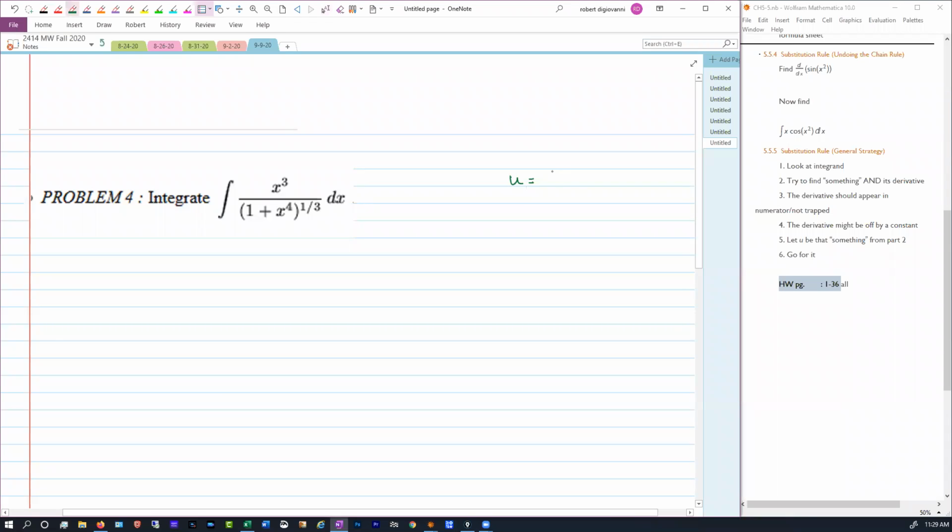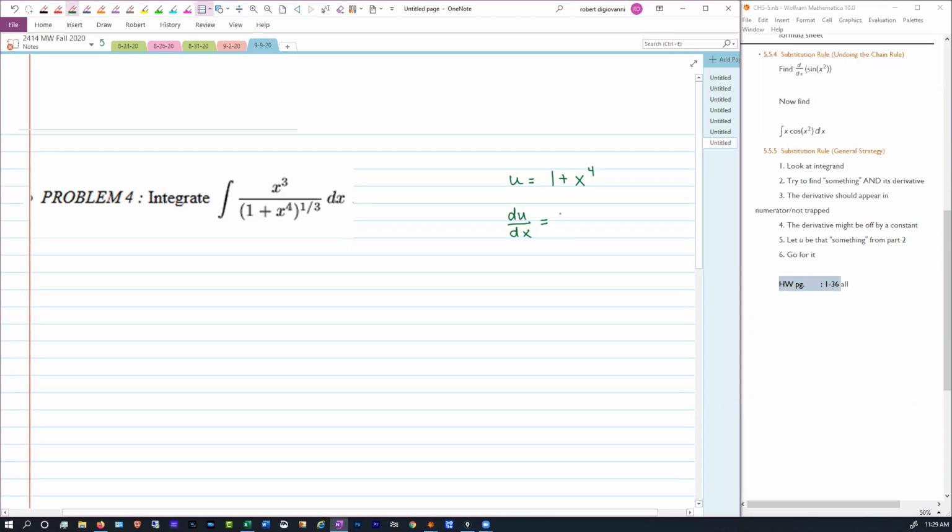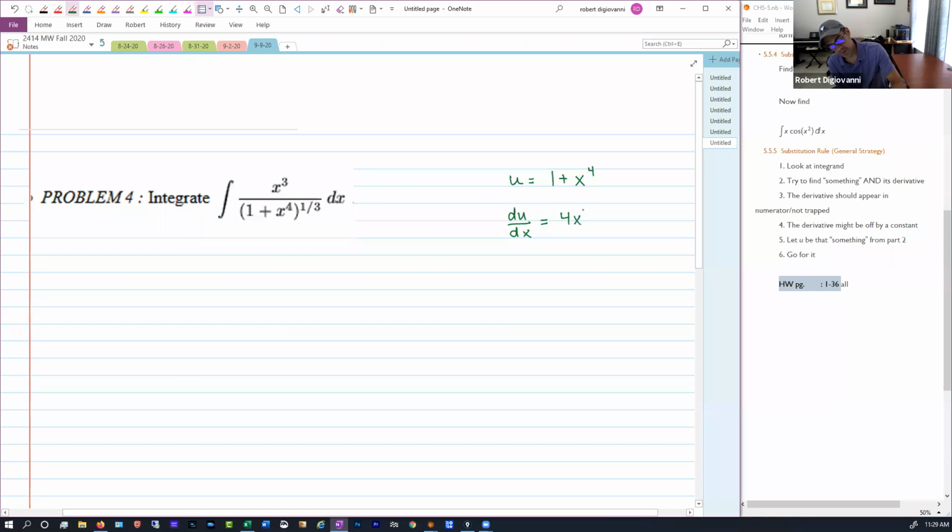1 plus x to the 4th. The derivative of that is 4x cubed. Yeah, 4x cubed. Okay, standard practice here. We're going to bring the dx over.